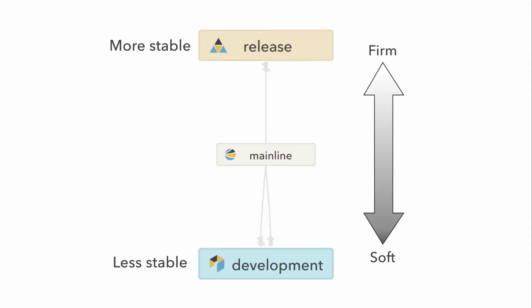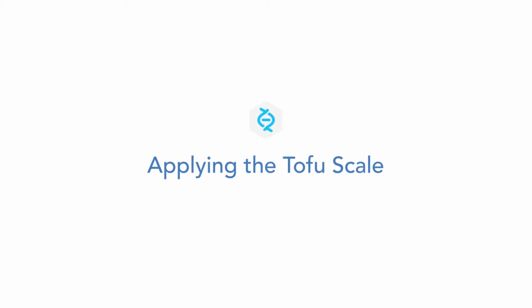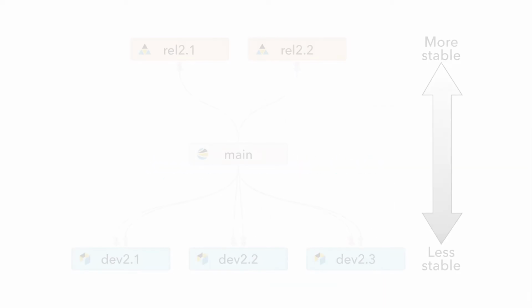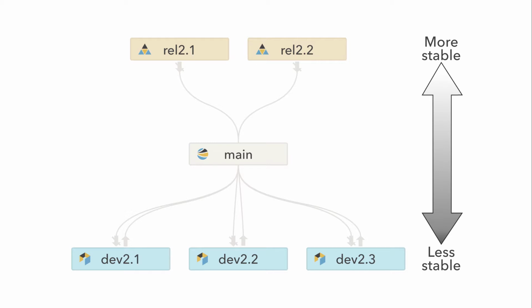In streams, the position of a stream in the stream graph illustrates the stability of the stream in respect to other streams. A stream's relative position on the Tofu scale also determines how you propagate changes between streams. For example, because softer branches can more easily absorb the risk and effort of merging, you typically merge changes from the more stable to the less stable streams, such as from a release stream into the mainline stream, or from the mainline stream into a development stream.